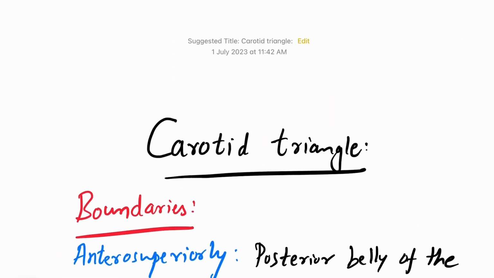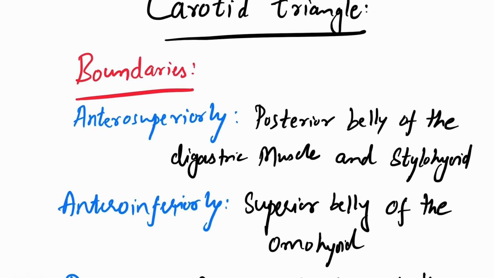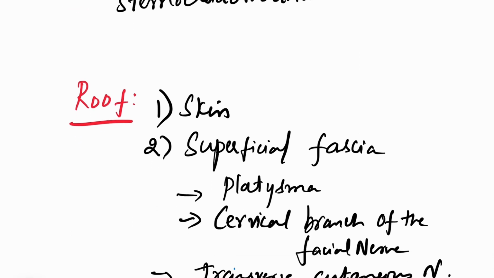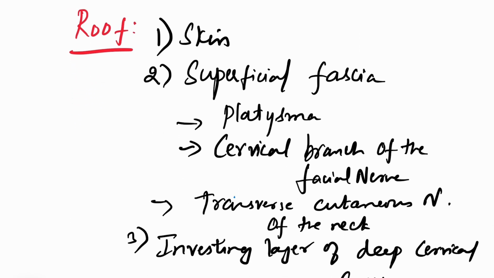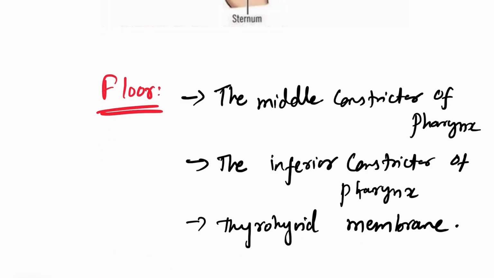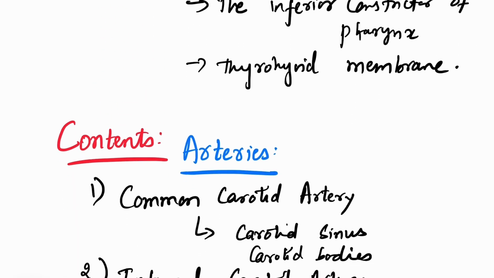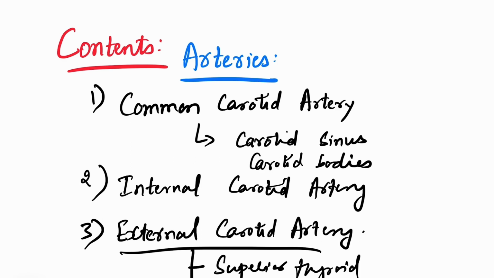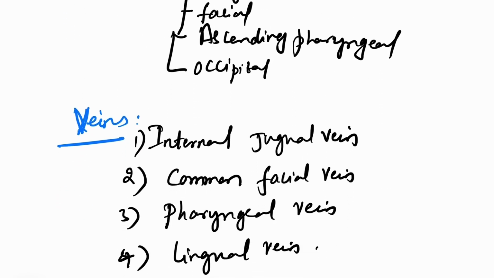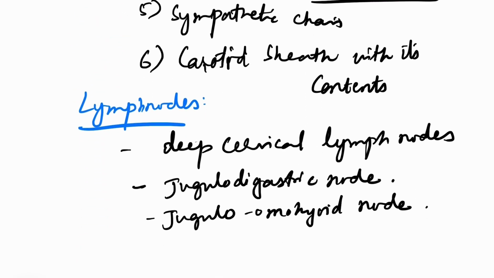So let us revise what we have studied today. We have discussed the boundaries of the carotid triangle, then we have seen the structures forming the roof of the carotid triangle, then the structures forming the floor, and the most important one is the contents. In that contents we have discussed about the arteries, veins, nerves and the lymph nodes.